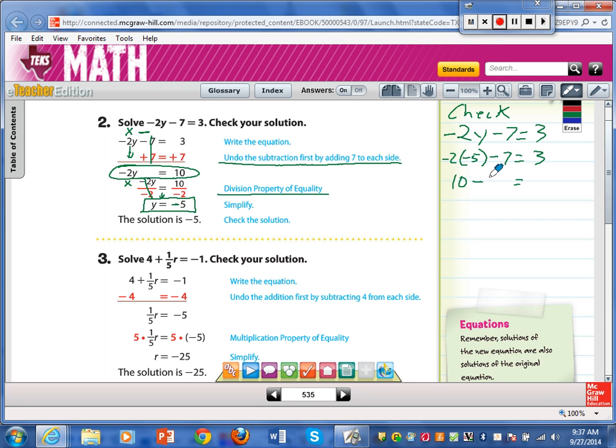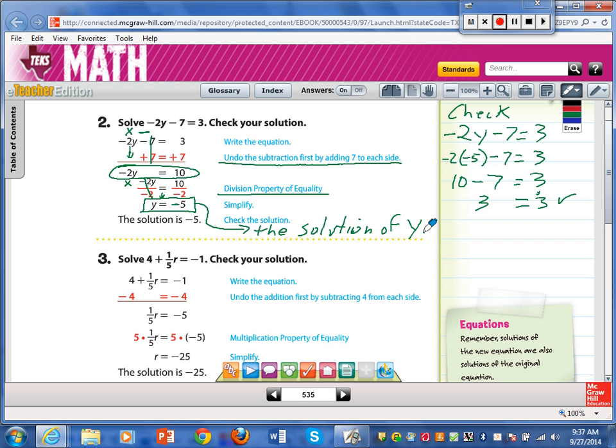Now you bring down the minus, you bring down the 7, you bring down the 3. Now you bring down the equal sign again. What is 10 minus 7? That is 3. And then you bring down this 3. Is 3 equal to 3? Yes, it is. If this is a true statement, then you go over here and you say, yes, this is the solution. The solution of y. That's exactly what it means when you check the answer.